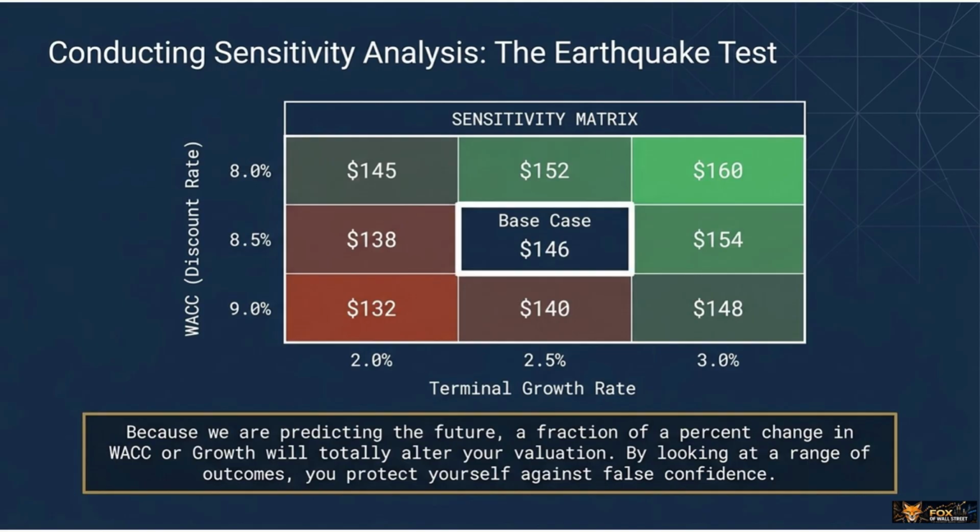A sensitivity analysis heat map reveals how your final valuation swings when you tweak those core inputs. Just a tiny fraction of a percent change in your WACC or your terminal growth rate will totally alter your final valuation. By looking at a range of outcomes, say a 2 to 3% growth rate or an 8 to 9% WACC, you protect yourself against being overly confident in just one single rigid target price. It's a real game changer.